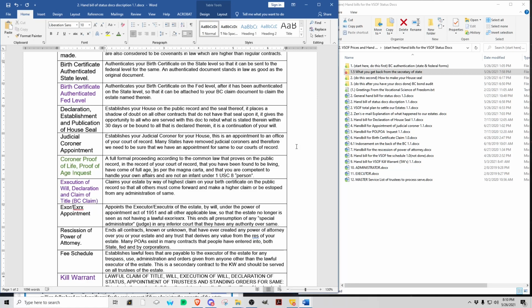What that is, okay, well, I'll do the coroner appointment. So this establishes your judicial coroner for your house. It is an appointment to an office of your court of record. Many states have removed judicial coroners, and therefore we need to be sure that we have an appointment for same to our own courts of record. Most of the time, instead of the words judicial coroner of a county, now they'll just call them medical examiners. They've gotten away from even using the word coroner, let alone judicial coroner.